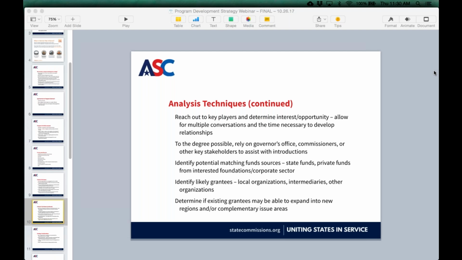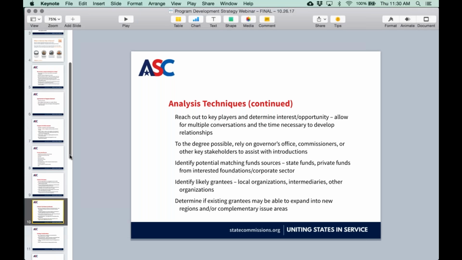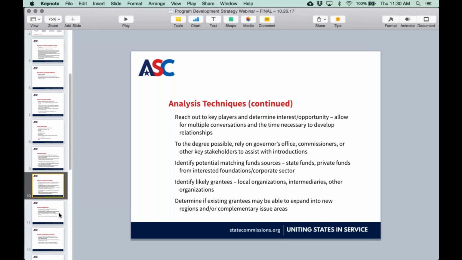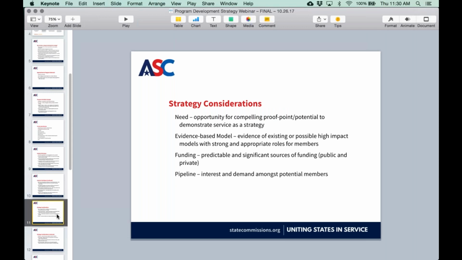So we're going to move on now to strategy considerations. We talked about doing all of this background work in order to develop your particular strategy and how you're going to move forward. So I wanted to share with you the considerations that Service Year Alliance, our partner in this webinar series, utilizes when they think about how they're going to move forward. And I think some of this is very applicable to state commissions.